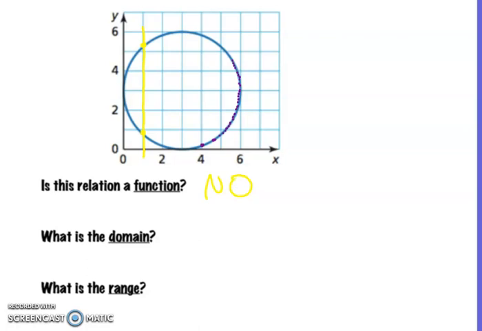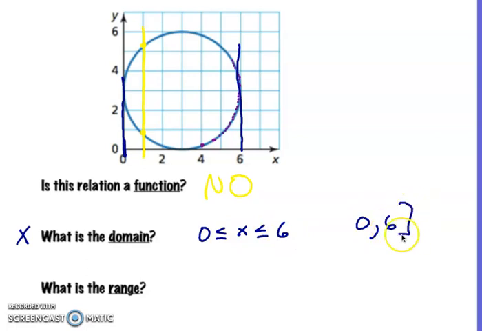The domain, there is no domain of the function, but there is a domain of the relation of all those points. So the domain of this, again, it's talking about the x, and the farthest left that it goes is 0, and the farthest right it goes is 6. So we have 0 to 6, or again, if you're using the other system, it would look like that.